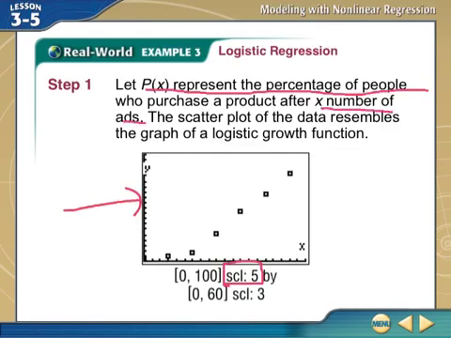The scatter plot of the data resembles the graph of a logistic growth function. It increases and then eventually we would assume that it tapers off. No matter if we ran an ad 1,000 times, you're never going to get 100% of people to buy the product. So we're going to use a logistic growth function because we're assuming that over the course of time, the percentage of people buying the product is going to level off.